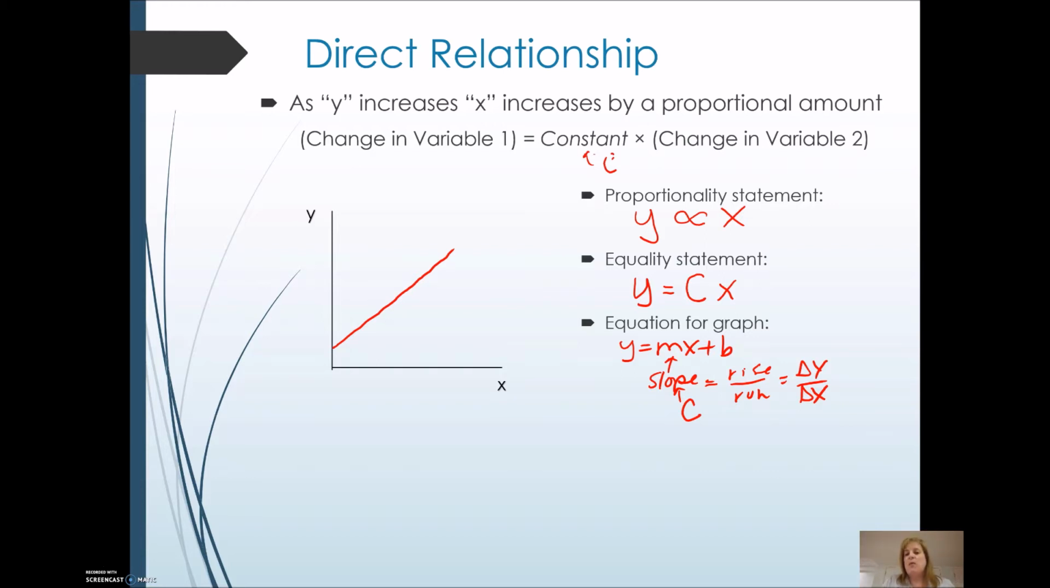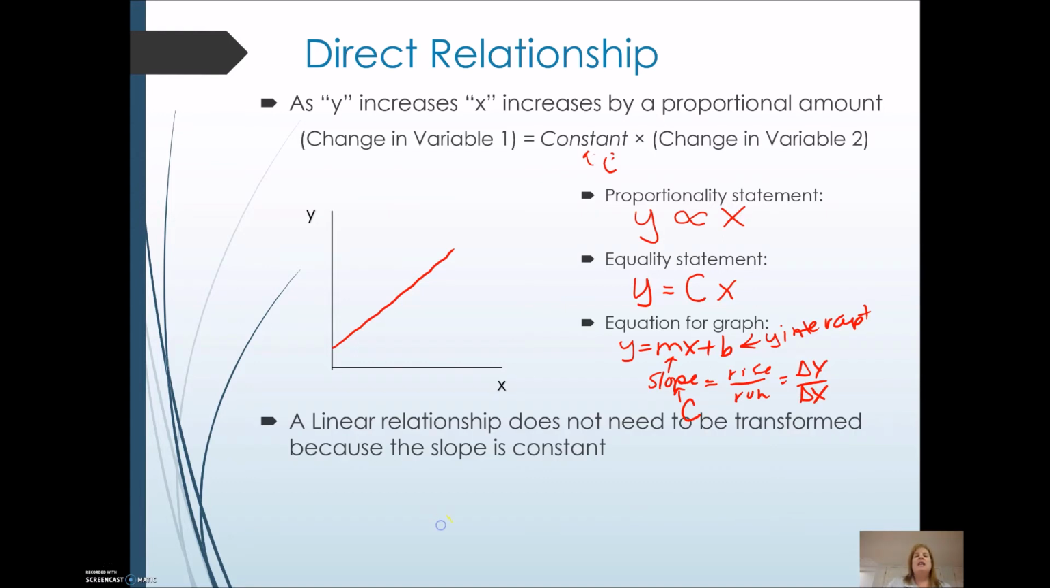Now, b, of course, is my y-intercept. You should also know that from math. And sometimes we will have a y-intercept, sometimes we won't. Now, in this case, we have a linear relationship, so we don't have to do any transformations, because when we're doing these transformations, it's because we want to get the slope of the line. And here the slope is constant, so I am good to go. So direct graphs are really the best, easiest graph to work with because I don't have to do any transformations.